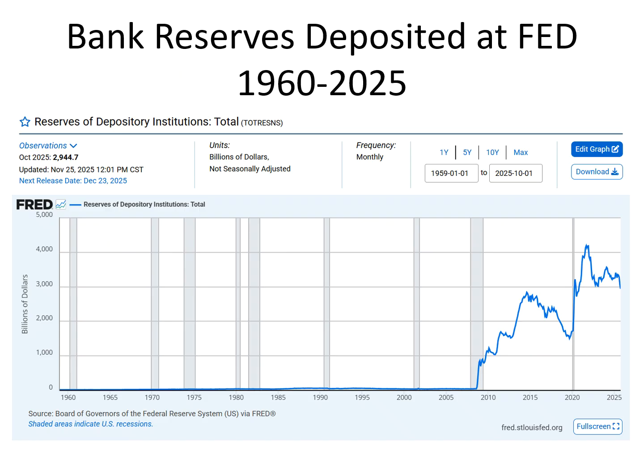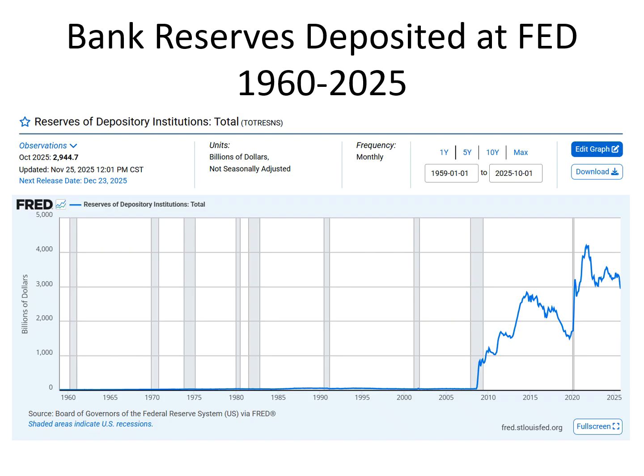This chart tracks the amount of bank reserves deposited at the Fed from 1960 through 2025. Notice the two distinct periods of time on this chart. From 1960 through 2008, the flat line, the amount of bank reserves deposited at the Fed barely budged, and it was barely visible on this chart.